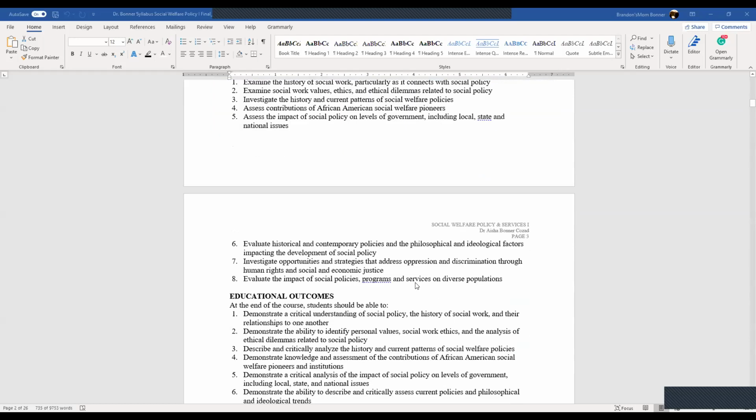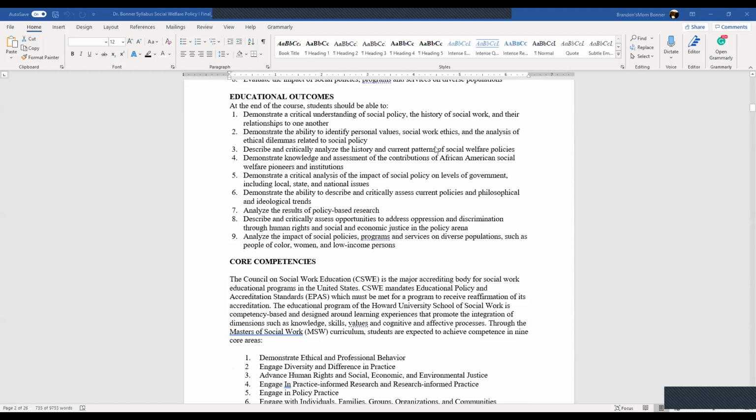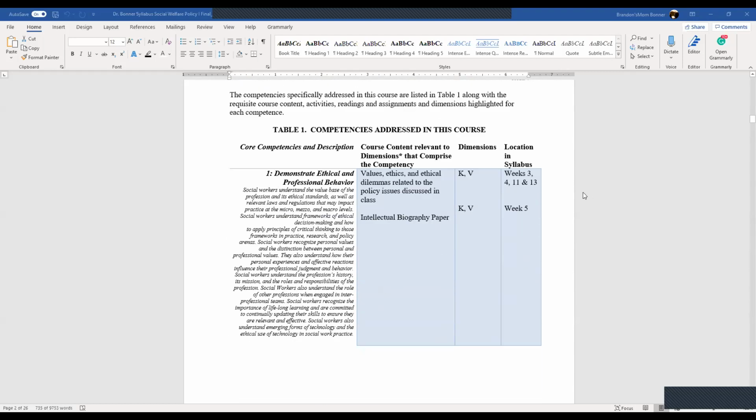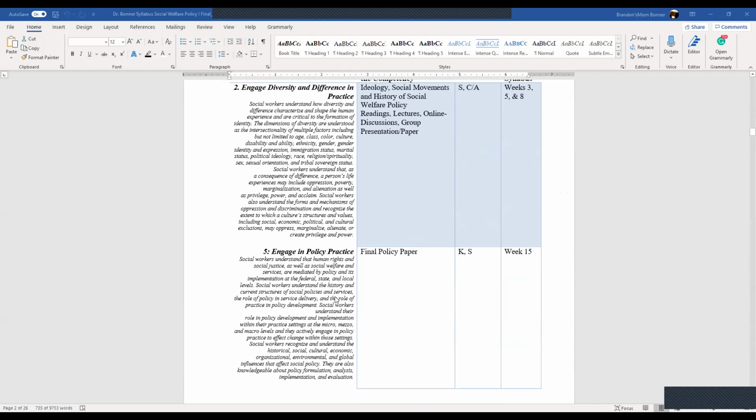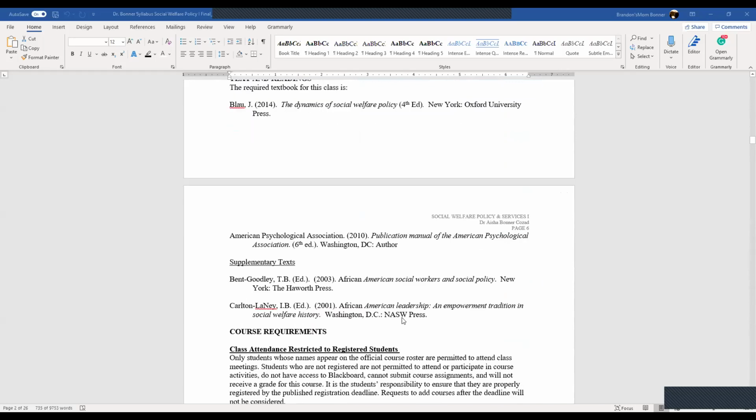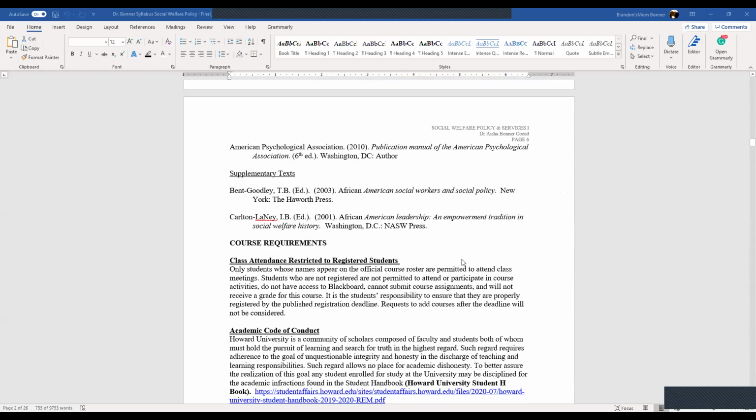Course objectives, what you should be able to do by the time you leave, the educational outcomes, the core competencies that we're addressing in the class, and then a breakout where you'll see those competencies in the assignments that you are doing. So that's all there for you to dive into. Here's our textbook. And there's some supplementary text you might be interested in.